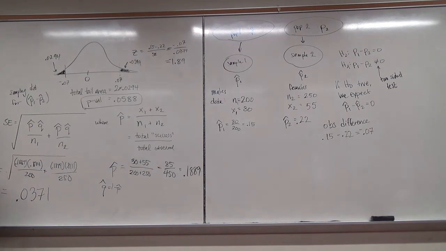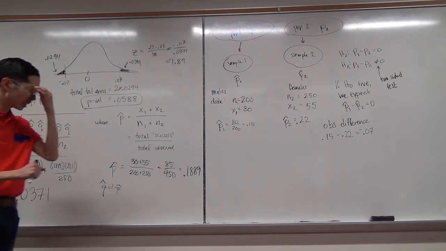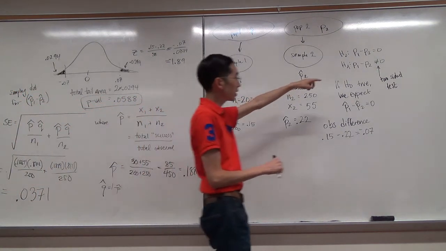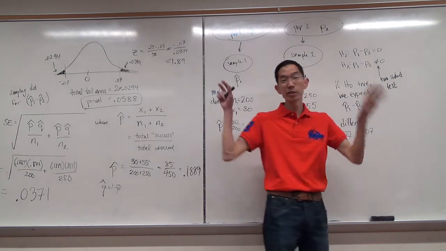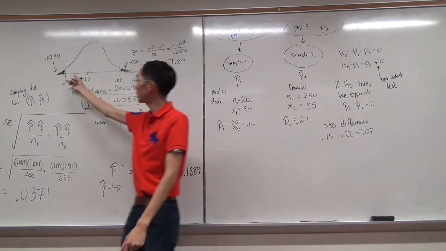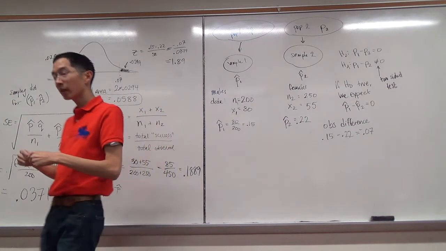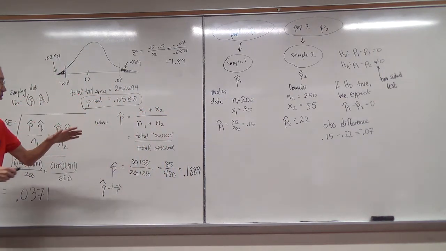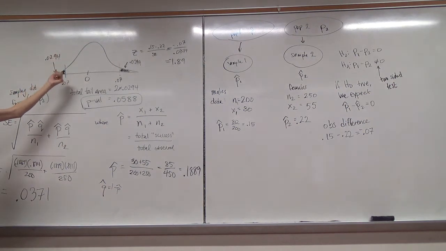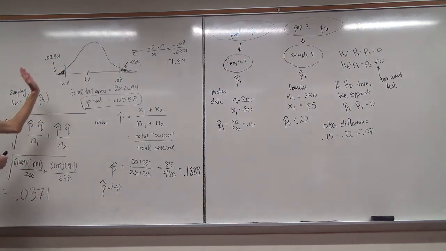Okay. Does this process sit okay? So it's only when it's greater than or less than that you only use one side? Yes, so if the alternative hypothesis has a not equal sign, you're going to use both tails. You're going to take this tail area and multiply it by 2. If it has a less than sign, p1 minus p2 is less than 0, you take the cutoff and you go to the left. If it has a greater than sign, you take the cutoff and you go to the right.